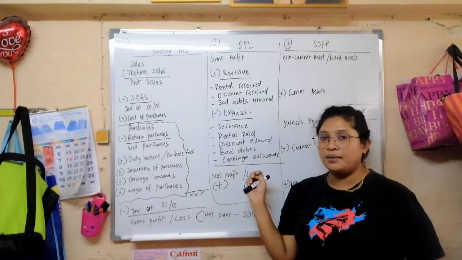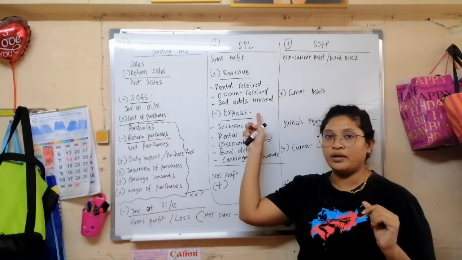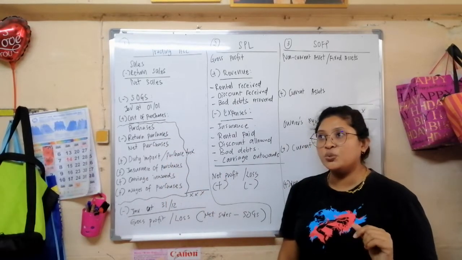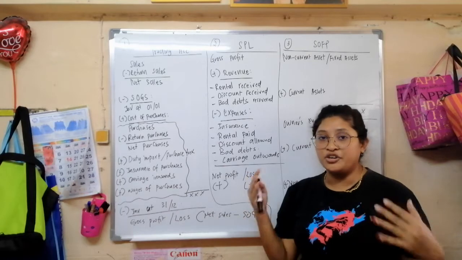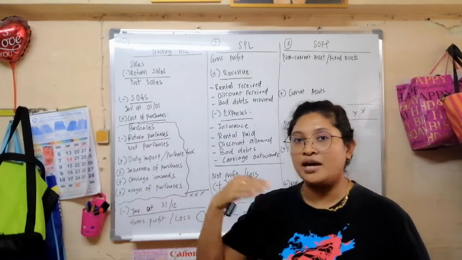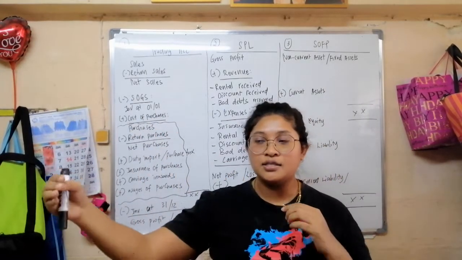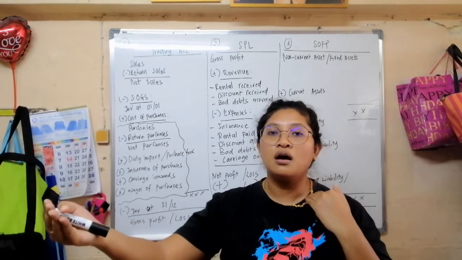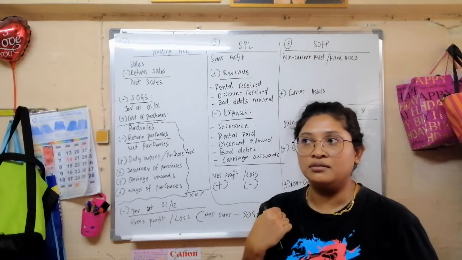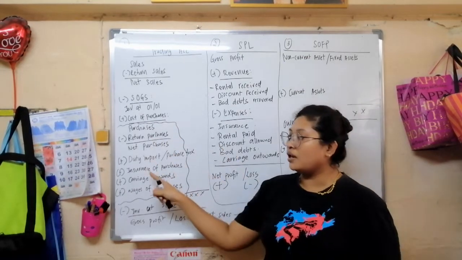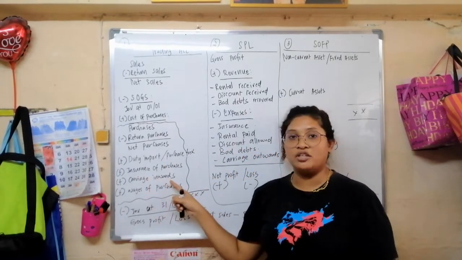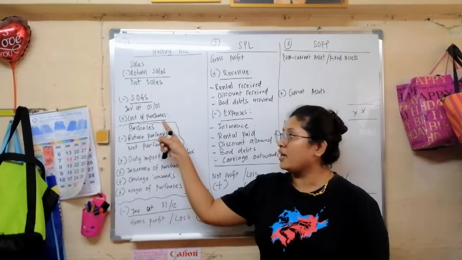Please know the difference: carriage outwards is our expense, and carriage inwards is our cost of purchases. Carriage inwards is actually our transportation. It means when we buy goods from the outside, they need to transport the goods into our store. When they transport our goods into our store, it's called carriage inwards, something that we need to pay. It's a cost of purchases.